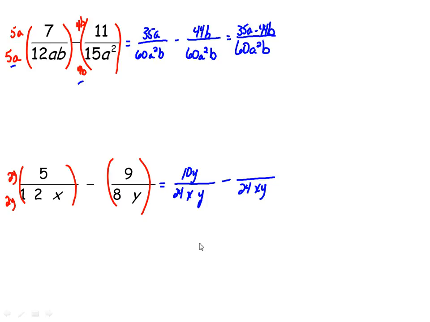Okay, so what do you have to multiply? Look, this is what I'm asking myself. What do I have to multiply 8y by in order to get 24xy? 3x, top and bottom. So you're going to get 27x. Okay, we have our common denominator. So let's put the fraction together over that same common denominator.